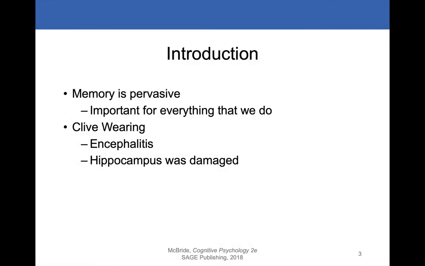So, memory structures and processes. Everything that we do as humans cognitively depends on memory. Memory's been thought of as both a process and a structure, and it's really important that you understand the difference between a process and a structure.